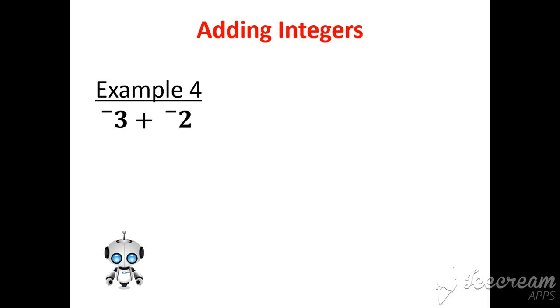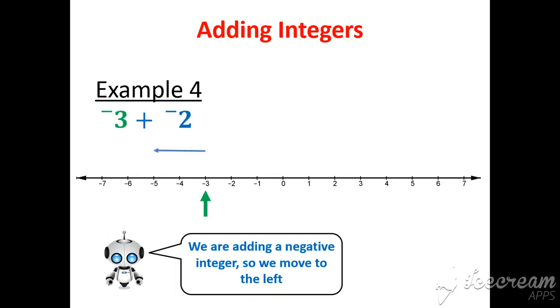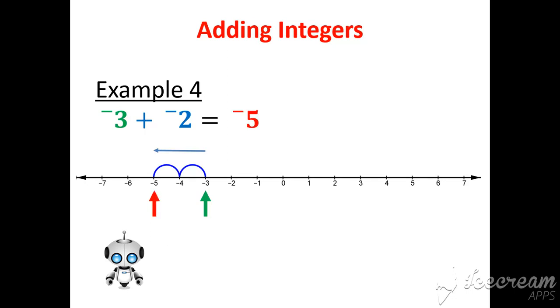All right, here's another example to finish up. Example 4, negative 3 plus negative 2. Well, here's our number line. We're asked to start at negative 3. When we add a negative integer, we move to the left. We've got to change direction and move to the left. So we've got to move to the left 2 spaces, 1, 2. Here we are at our answer, which is negative 5. So negative 3 plus negative 2 makes negative 5.